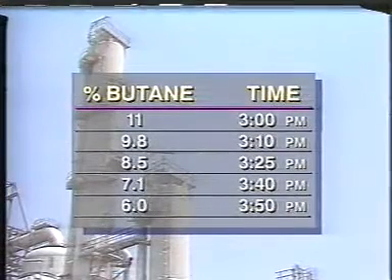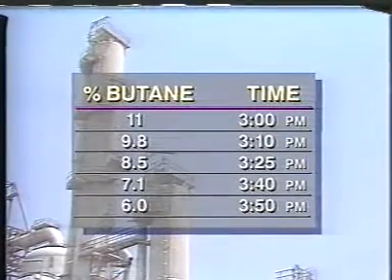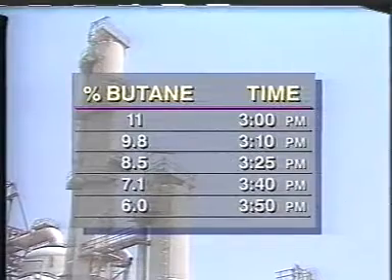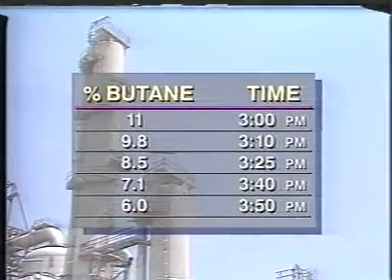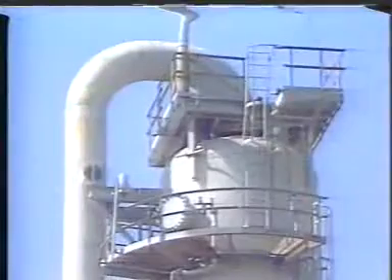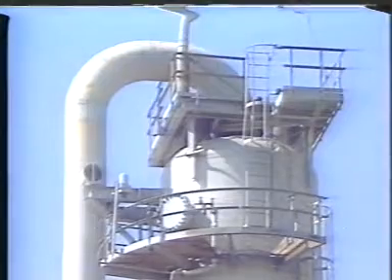You can see that it takes 50 minutes to reduce the butane content in the top product from 11% to 6%. The amount of time needed for a tower to adjust to operational changes will vary from column to column. When making cut point changes, always give the tower time to adjust to these changes. Then take new tests and instrument readings to see if the product is meeting specifications. Let's look at another situation.